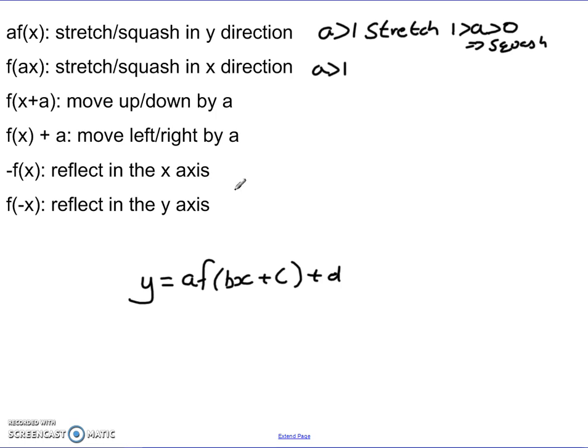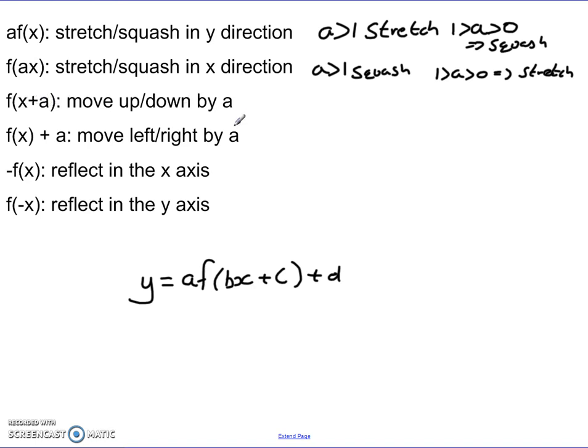Think back to when we did the trig curves. If we had sine of 2x, that told us that the curve repeated twice within 360 degrees. Same idea here. So if a is bigger than 1, it actually squashes it in the x direction. And if a was between 1 and 0, it stretches it. So it's kind of the opposite of what you'd expect.